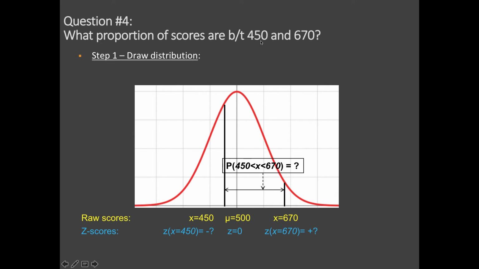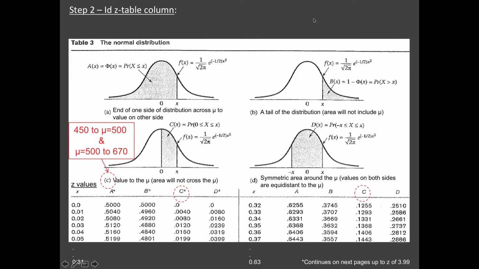What is the proportion between 450 and 670? I don't know, let's find out. So looking at this, we're going to look at that table again and determine which one we're going to use. So D is only if the areas are symmetric. So in that last example, both the lower end and the upper end were the same distance from the mean. In this case, they are not the same distance from the mean. So we have to calculate two z values and then add them together. So 450 to 500 will be one calculation, and then 500 to 670 will be a second. Then we'll add those probabilities together to get the answer.